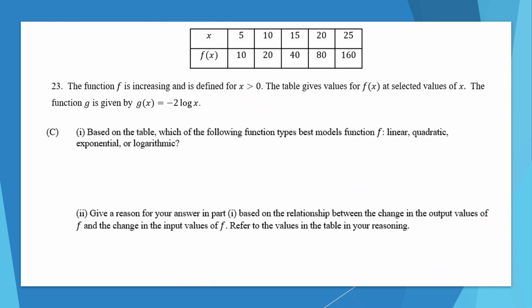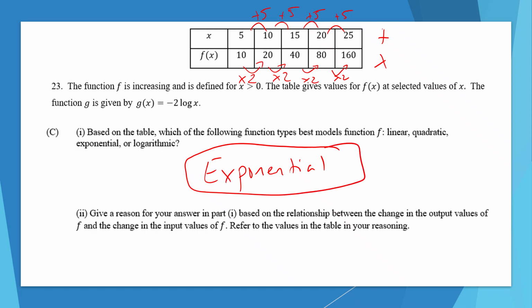All right, part C. Based on the table, which of the following function types best models this function: linear, quadratic, exponential, or logarithmic? So looking at this, I see an addition rule up top, right? Plus 5, plus 5, plus 5, plus 5. And then I see a multiplication rule here, times 2, times 2, times 2, times 2. And so with an addition rule up top and a multiplication rule at the bottom, this is going to be best modeled by an exponential. And that's all you need to write. You don't need to write anymore.